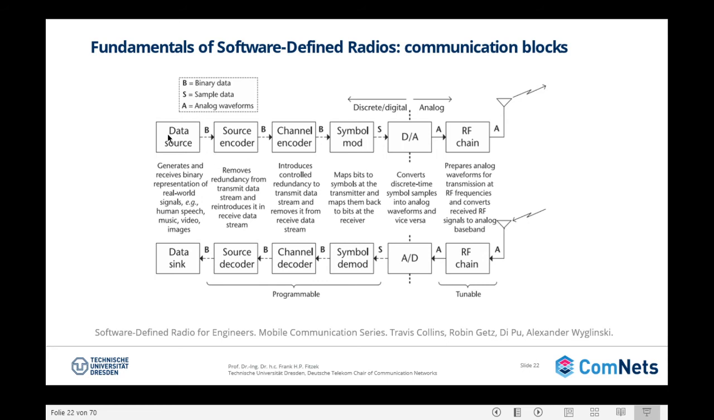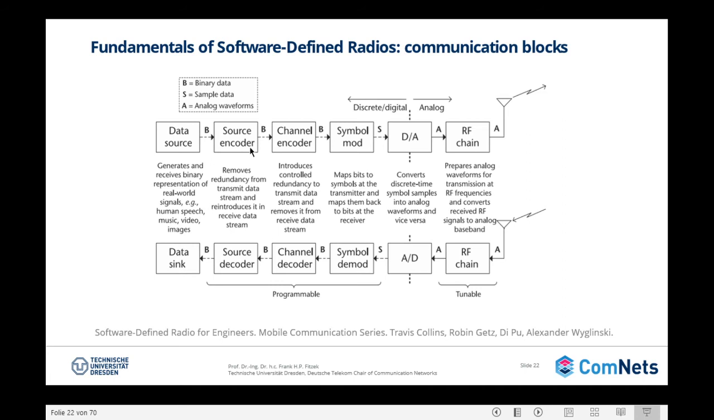So we have the data sources, as we have seen, which can be images or voice or any data that we can transform into a bit stream. And what we have to do in the data source is to generate or receive the binary representation of the real world. It can be speech, it can be videos, it can be music, it can be images. Then we have to go into a source encoder.